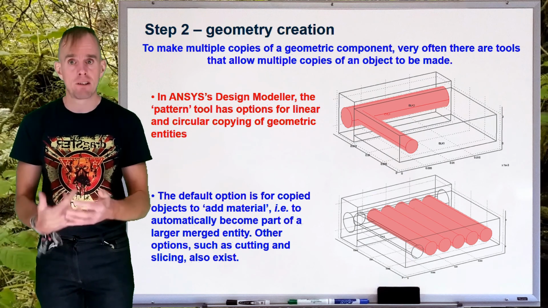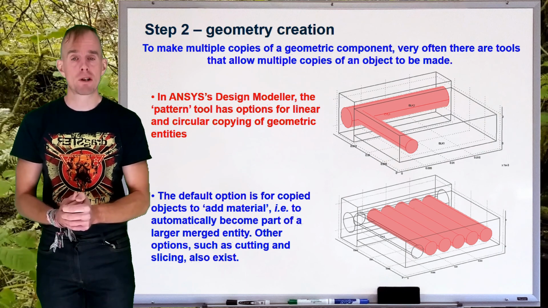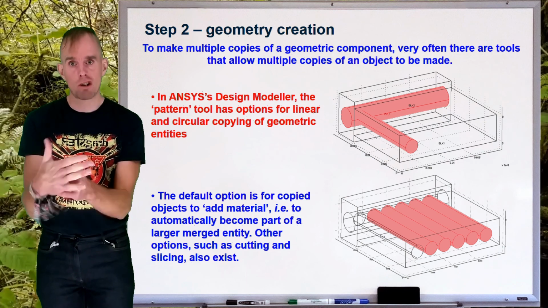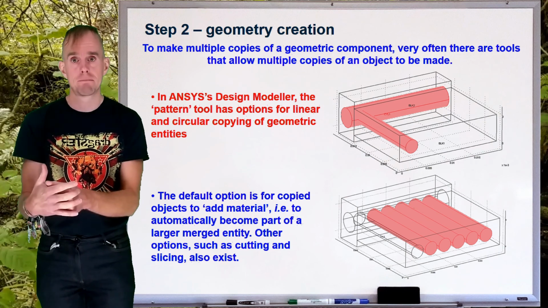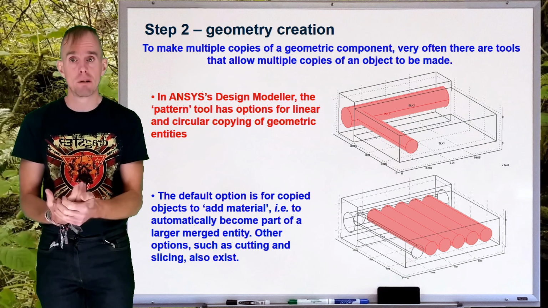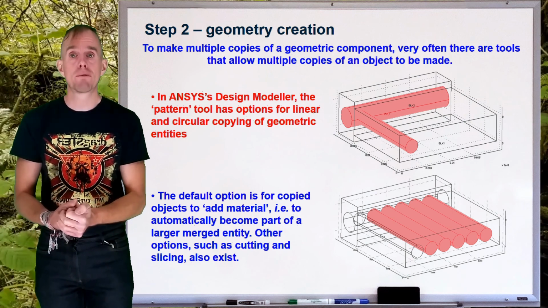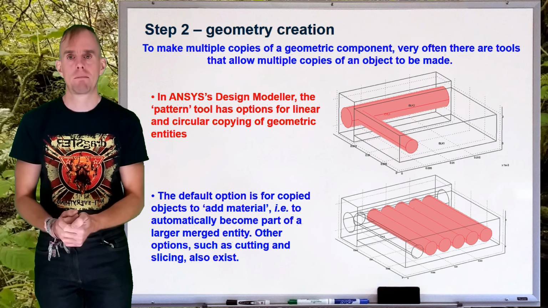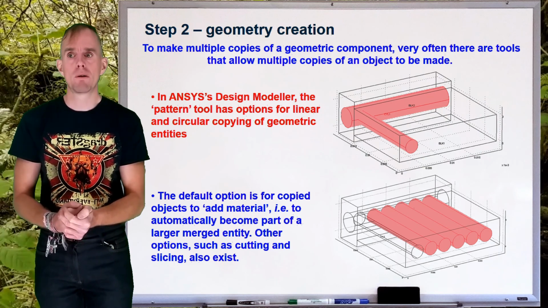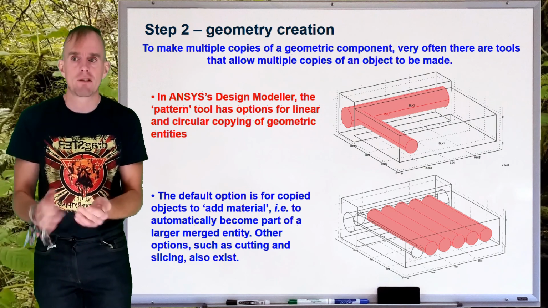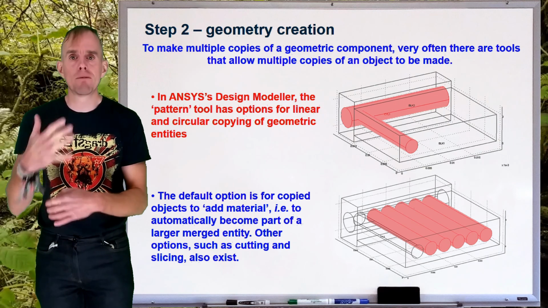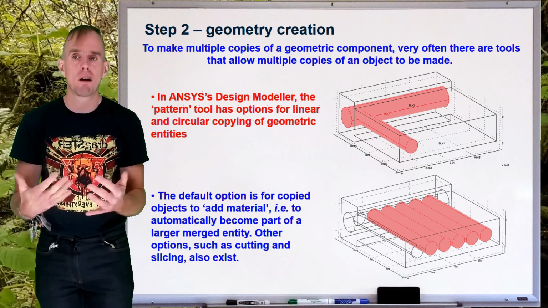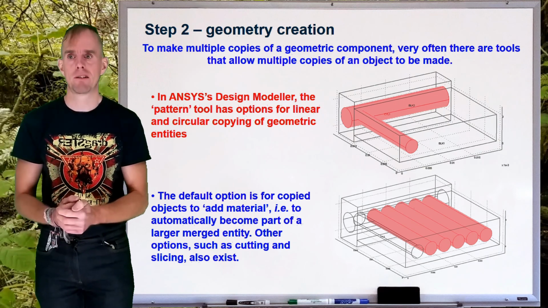Now within ANSYS's Design Modeler, the default option, as I said, when you have objects touching each other, is to join them together. That's not the only thing you can do, as we'll see in a minute. You can, for example, use objects to cut other objects, or you can use objects to slice other objects. And that can be very useful if you want to create a hollow entity. More on that in a minute.